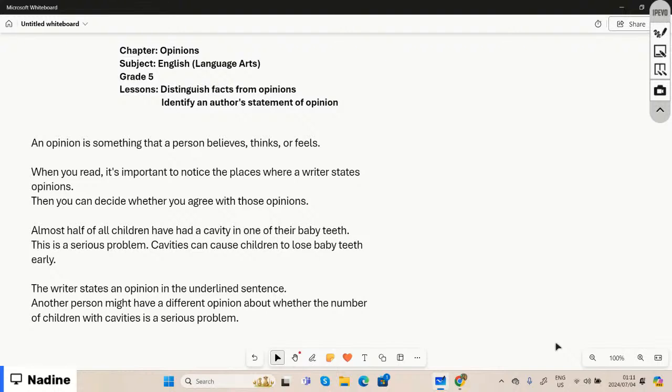All right. So if we look at an example, it says: almost half of all children have had a cavity in one of their baby teeth. So this is a serious problem. Cavities can cause children to lose baby teeth early. So if you look at that text, it says almost half of children have had a cavity in one of their baby teeth, this is a serious problem, cavities can cause children to lose their baby teeth early. So by looking at that text, the writer states an opinion within that sentence.